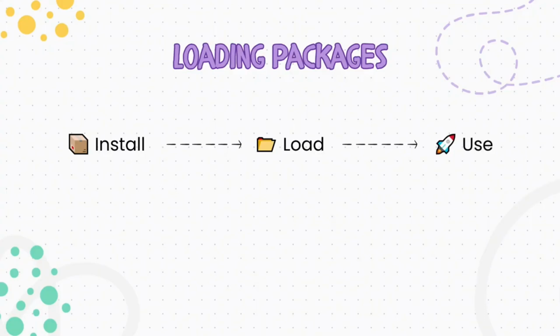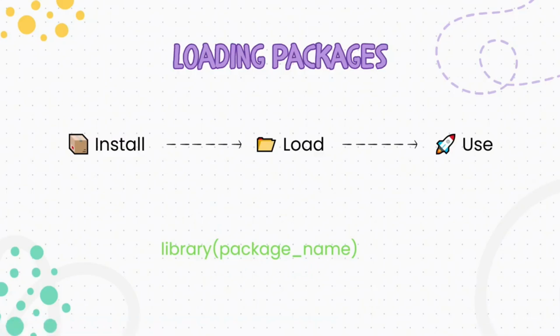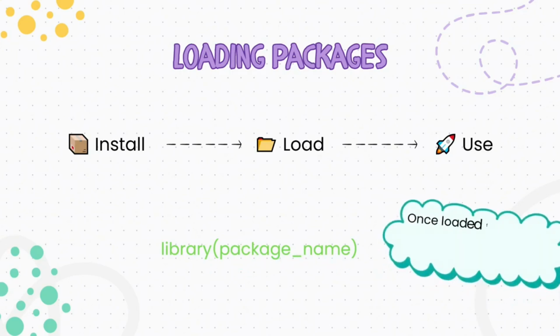To load a package in R, we use the library function. So it's library, and inside the parentheses, the name of the package that you want to use. If we wanted to use a package called ggplot2 that we just installed inside of our R session, we would have to type out the library function, and then inside of the parentheses, write the package name, ggplot2. And like I said, once loaded, all of the package's functions become available for that R session.